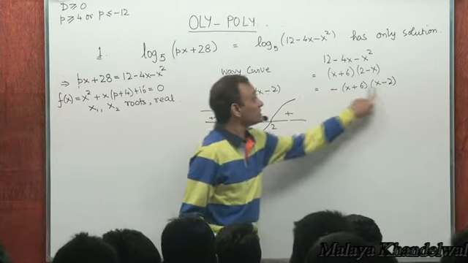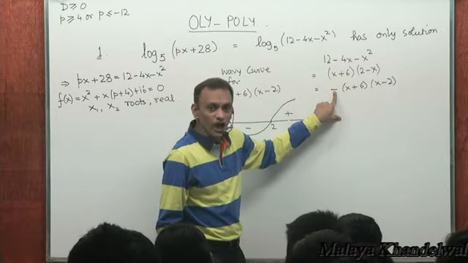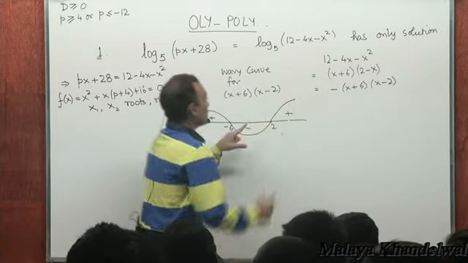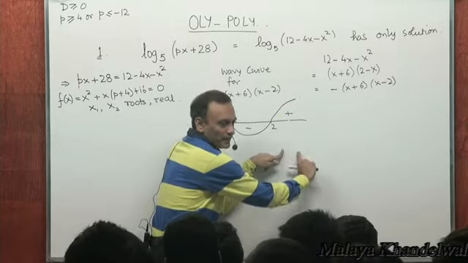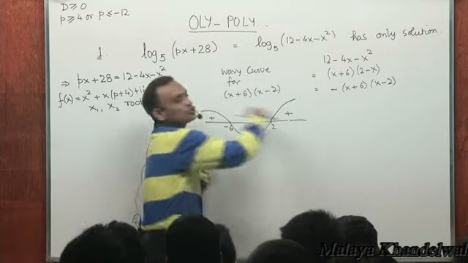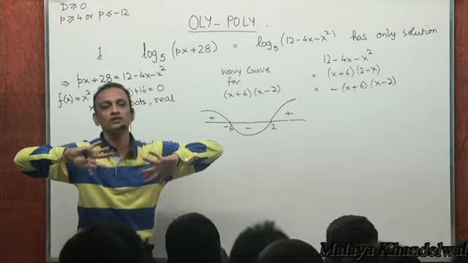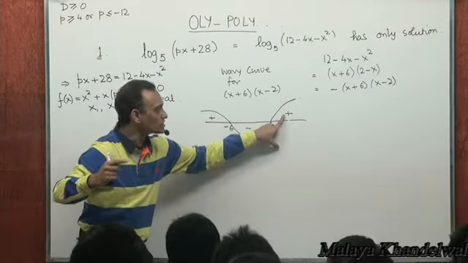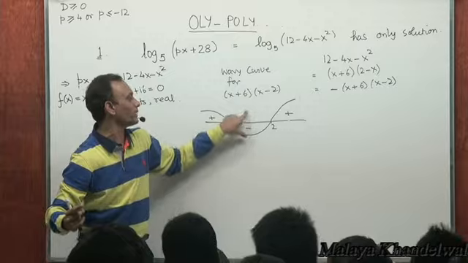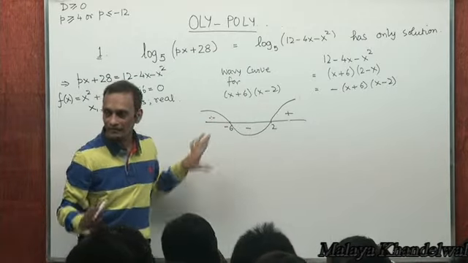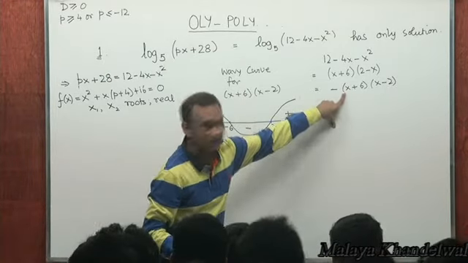Therefore, the wavy curve for this would be just the opposite, because there is a minus sign. Whatever is positive here will become negative. The whole thing will flip about this horizontal line. There will be a reflection of the whole thing about the horizontal line. The positives will become negative, the negatives will become positive, the positive will become negative. Right?